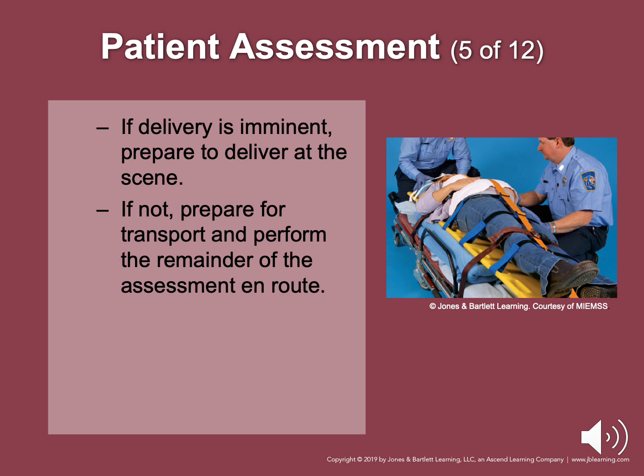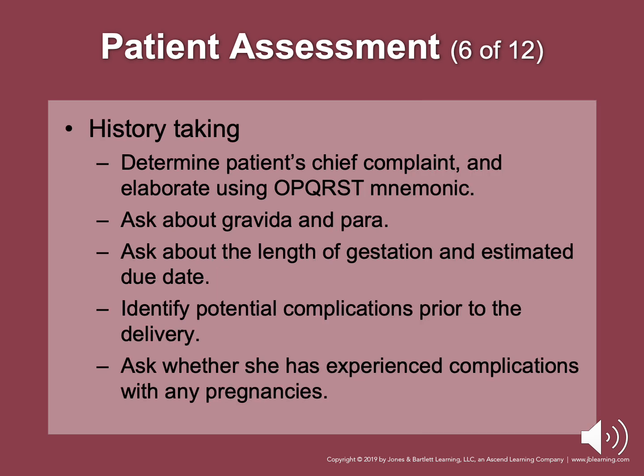Get your history. Talk about the gravida and para. Talk about the length of gestation, estimated due date, and date of confinement. Ask her to describe her pain, identify potential complications prior to the delivery, and ask the patient whether she's experienced complications with any other pregnancies and any obstetric or gynecologic complications. Consider delivering a newborn at the scene if delivery is expected within a few minutes.